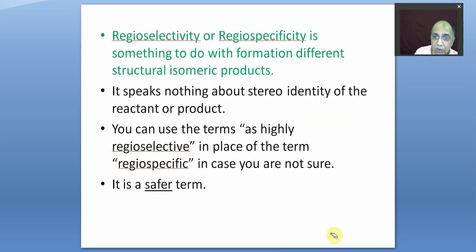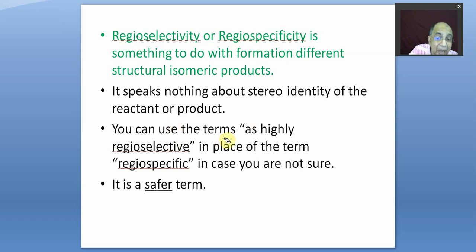Now, what I had written, regioselectivity or regiospecificity, is something to do with the formation of different structural isomeric products, or the constitutional isomeric products, the regioisomeric products. The regio term, whether it is regioselective or regiospecific, speaks nothing about the stereo identity of the reactant or product.